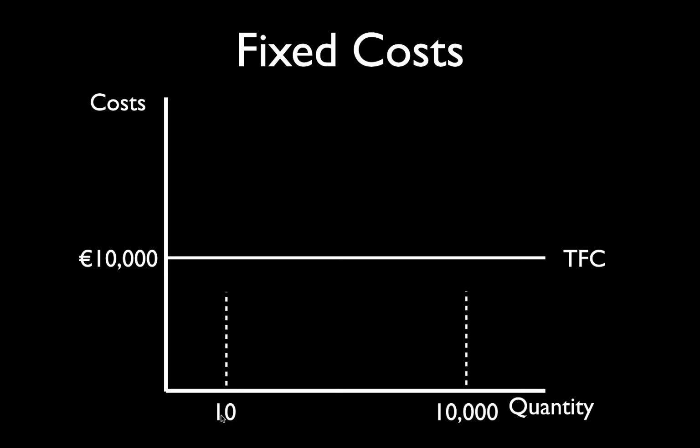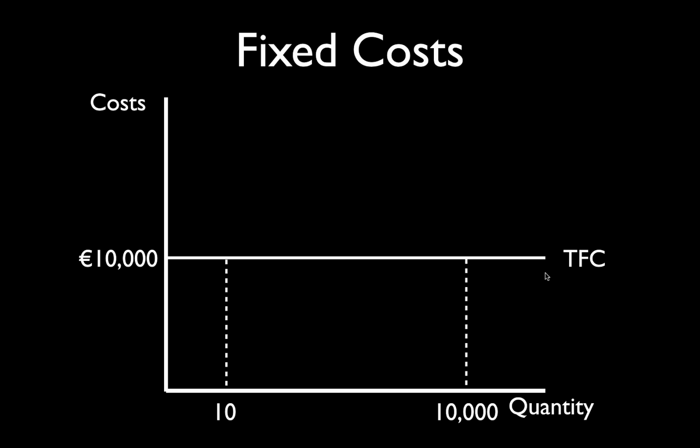If I have produced 10 computers a month or 1,000 computers a month, my fixed costs in terms of that, assuming I have no other loan repayments, no other fixed costs, are going to be €10,000. It doesn't matter whether quantity changes from here to here or here to here or somewhere in between. My fixed costs, my total fixed costs, are going to be exactly the same.